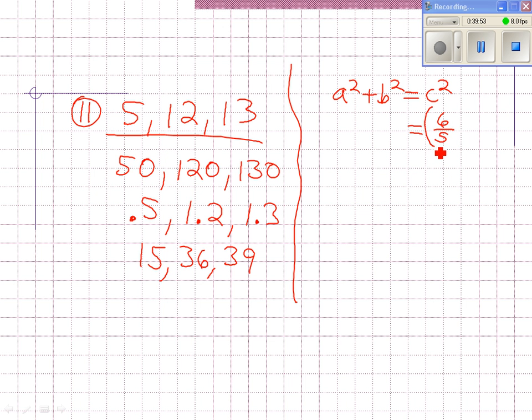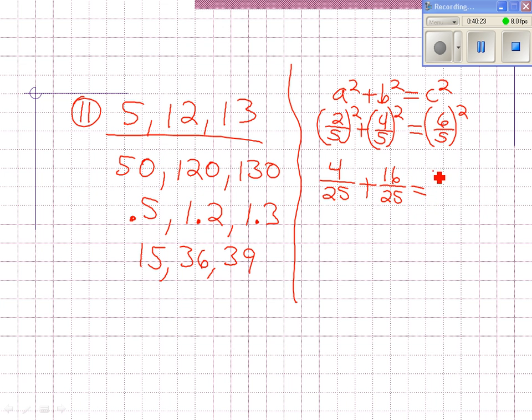Yes. Square that. What's a? 2 fifths squared. What's b? 4 fifths. And it doesn't make any difference which one of those you put in which spot. Don't make this harder than it is. All you're going to do is square each number. What's 2 squared? 4. What's 5 squared? 25. So 4 over 25. What's 4 squared? 16 over 25. On the other side, what's 6 squared? 36 over 25.